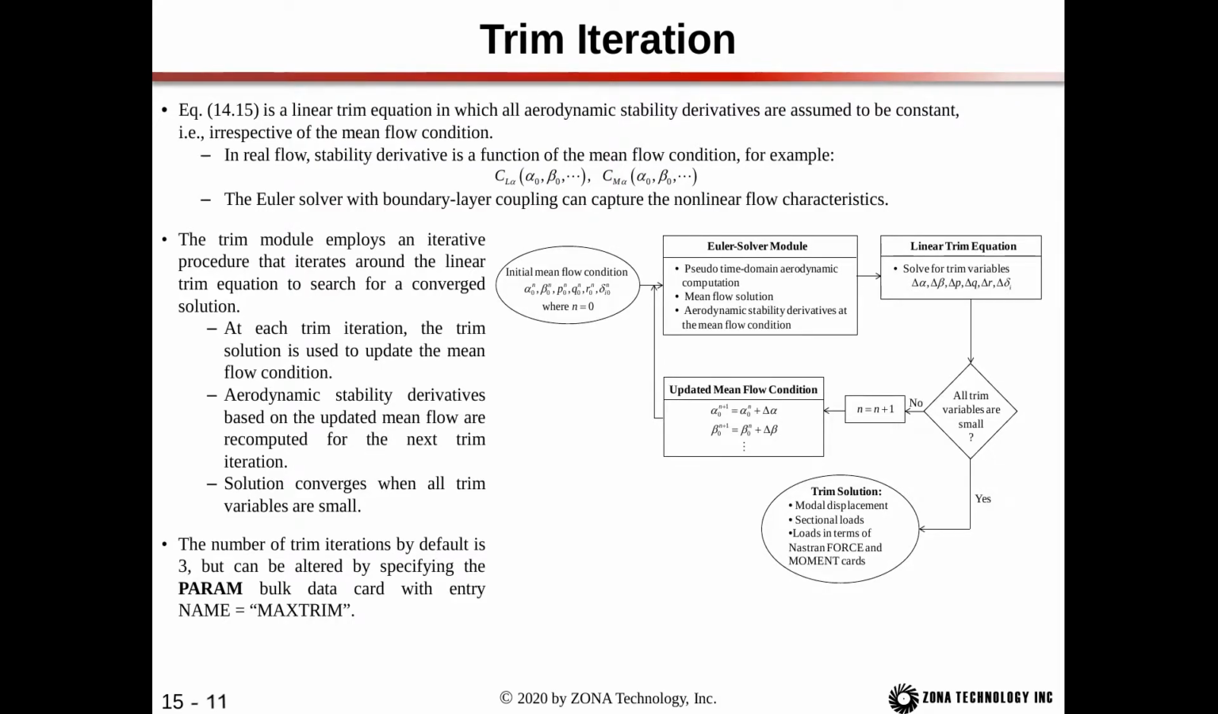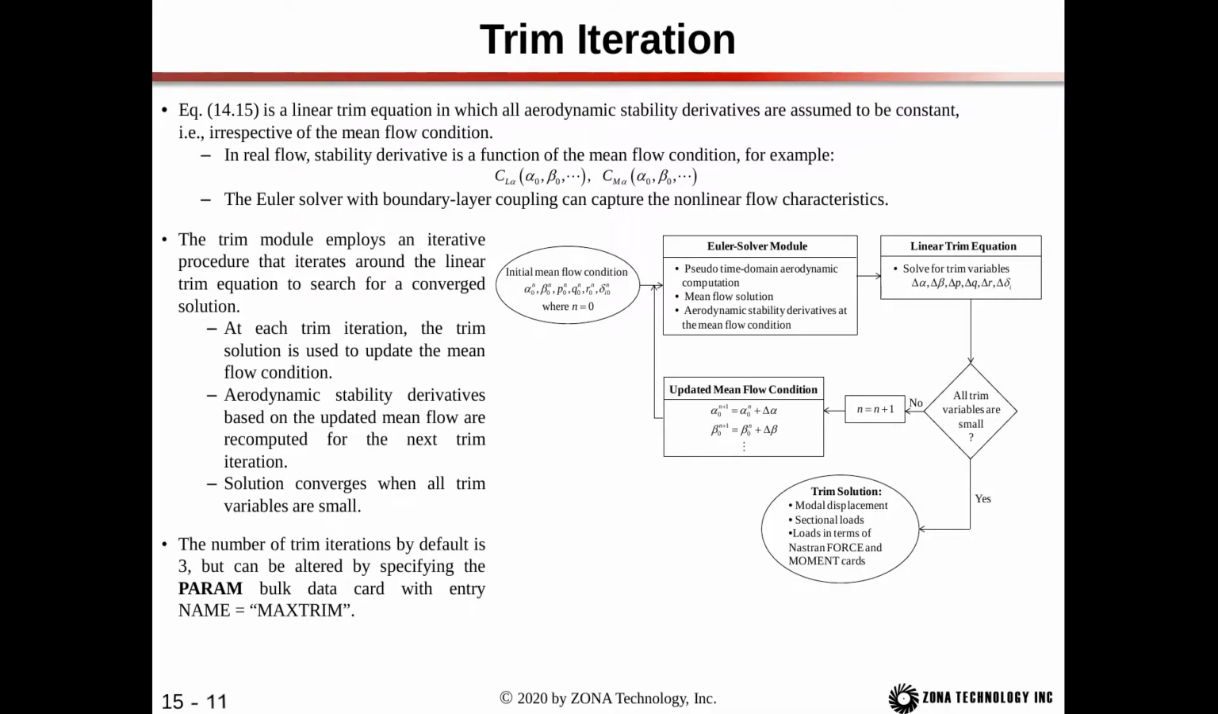Next, we'll review the trim iteration procedure of ZEUS. So equation 14.15 is a linear trim equation in which all aerodynamic stability derivatives are assumed to be constant. That is, they're not dependent on the mean flow condition. However, in real flow, the stability derivative is a function of the mean flow condition. For example, CL alpha is actually a function of alpha naught, beta naught, etc. And the Euler solver with the boundary layer coupling can capture these nonlinear flow characteristics.